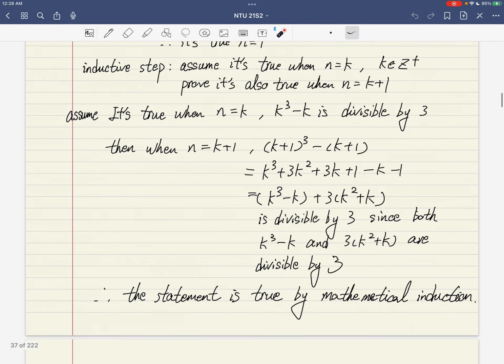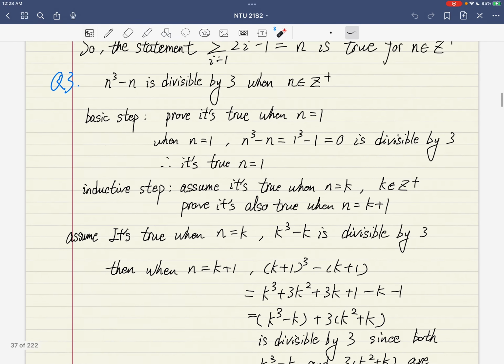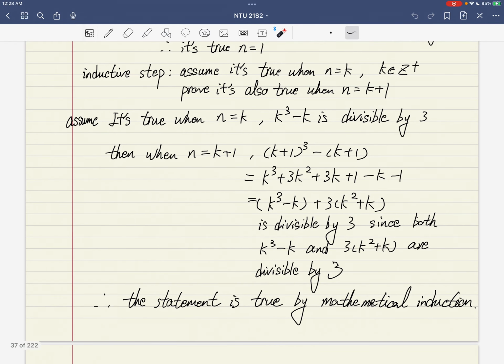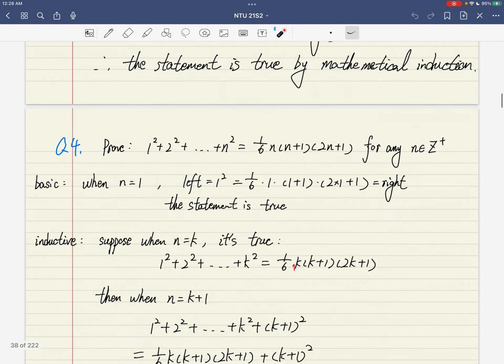So we have done the inductive step. If n is k, it is true, then n is k plus 1 is also true. So this is true, using mathematical induction.